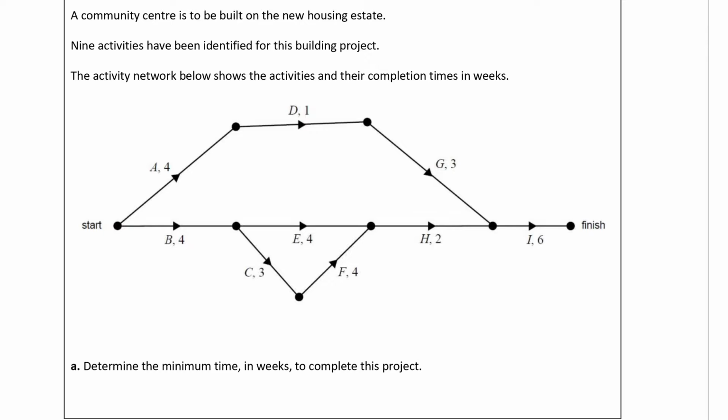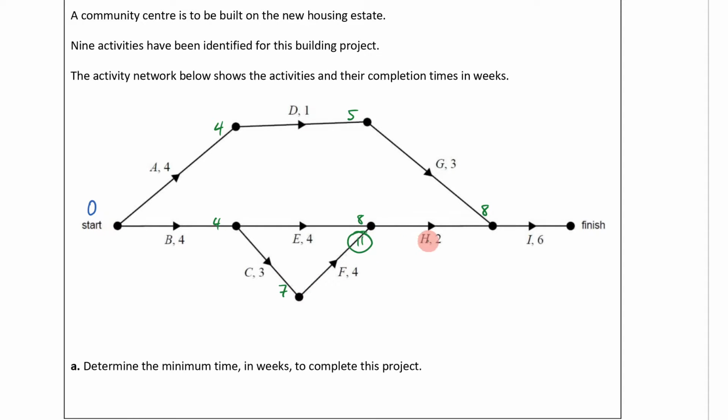So what we're going to first do is a forward and backward scan. You start at time 0 and then you scan forwards. So this is going to become 4. 4 plus 1 is 5. 5 plus 3 is 8. 4 plus 4 is 8. 4 plus 3 is 7. 7 plus 4 is 11.